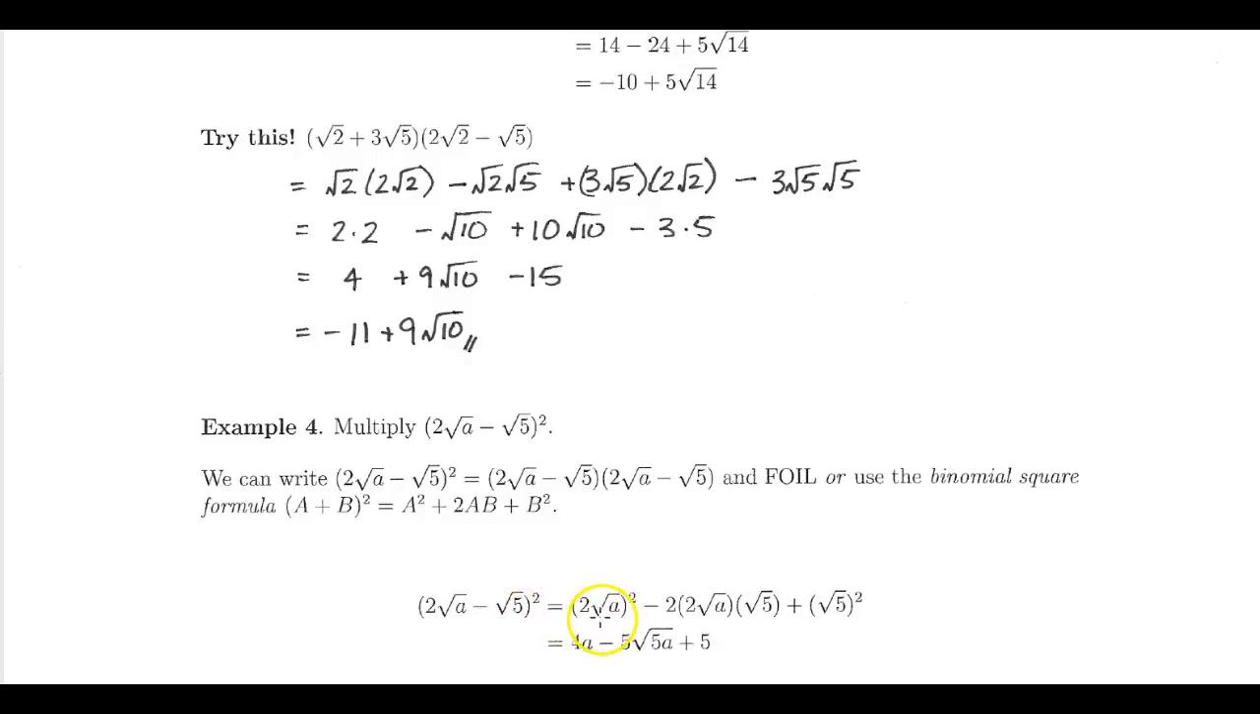So 2 root a squared will be 4a, and then we'll have negative 4 times root 5a. So that should be a negative 4 instead. Sorry, everybody. Plus 5. So this should be 4a minus 4 root 5a plus 5.